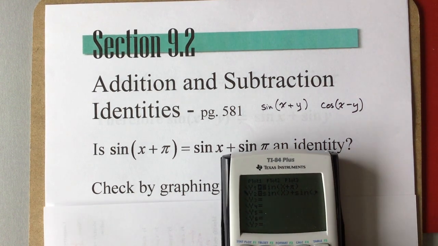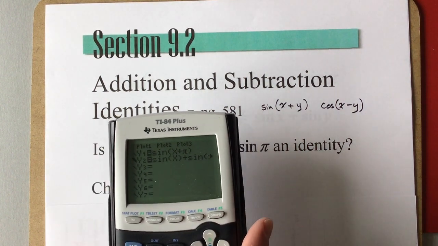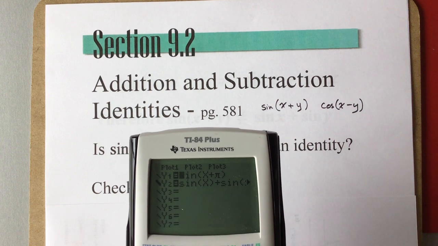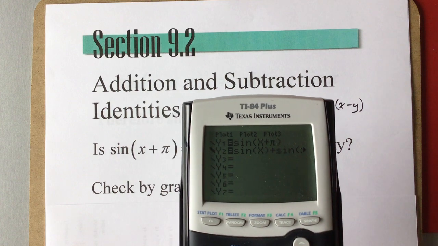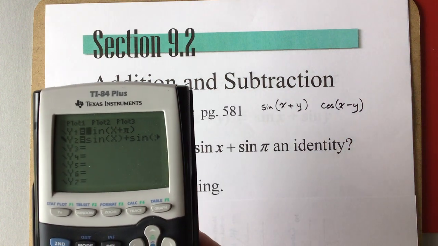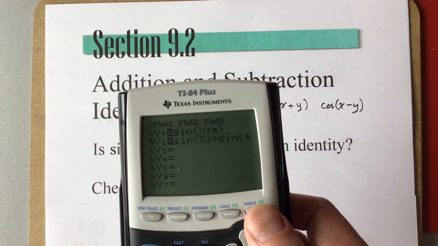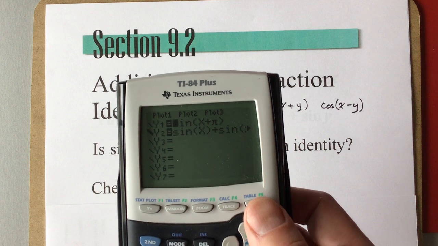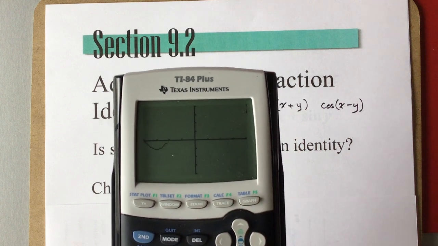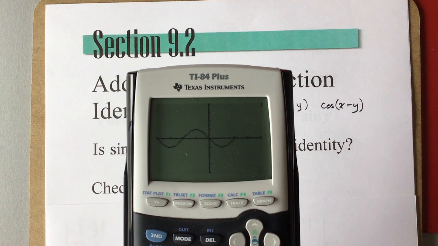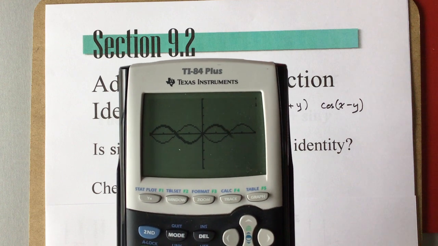An identity can be tested graphically if you graph each side simultaneously as two separate graphs. So as y1, I have the sine of x plus pi, and as y2, I have the sine of x plus the sine of pi. When I hit graph, if these two curves are identical, then this equation is a true identity. So here comes the first graph, y1, and here comes the second graph, y2.